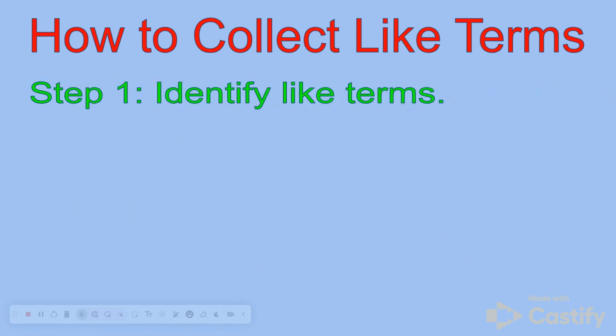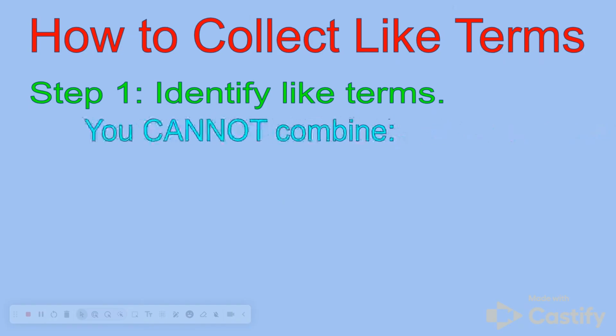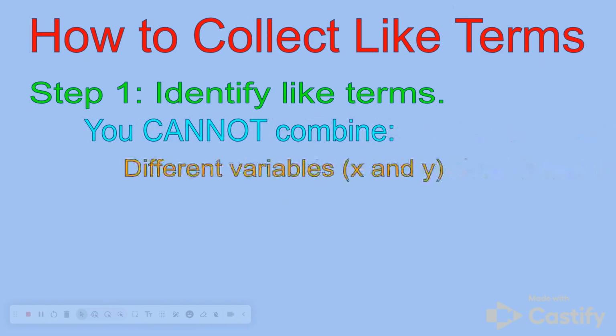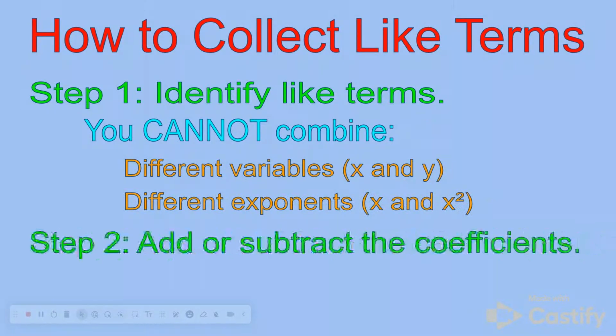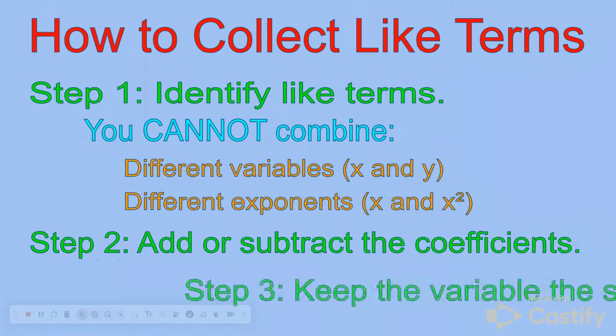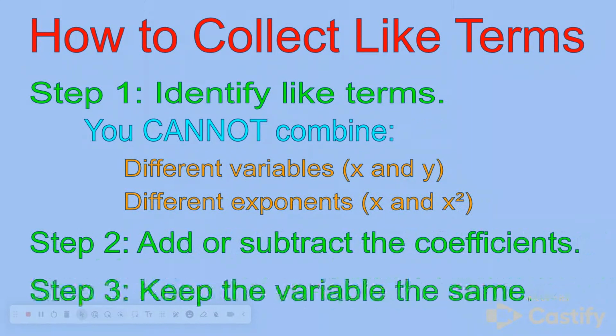So when you are starting to combine or to collect like terms, you're starting to simplify. Your first step is to find like terms. Okay, find those variables and exponents that are the same. Once you do, remember you cannot combine different variables or different exponents. Okay, you can't put x with y, you can't put x with x squared, they have to be exactly the same. So once you identify they're like terms, you just add or subtract the coefficients and then keep the variable the same. Okay, and I'll show you what I mean by that right now.